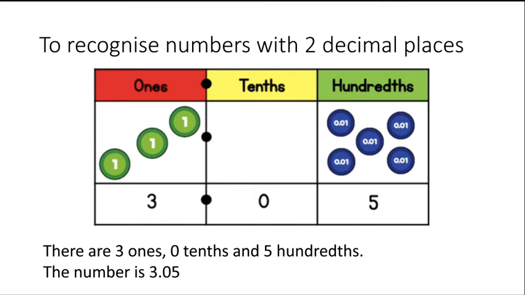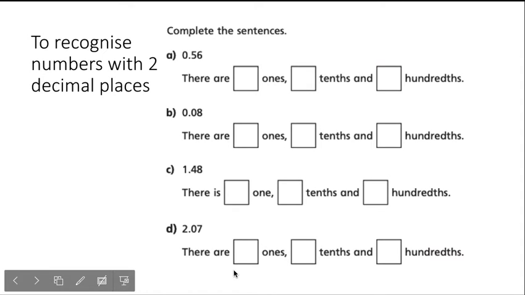3.05. We would never say 3.5 because you wouldn't know if the 5 was in the tenths column or the hundredths column, or indeed the thousandths column. So we always make sure we put the 0 to show that there are none in that tenths column there. Here's your turn. I've written some numbers, 0.56. Please could you have a go at writing out the sentence stems, take a picture and upload to Class Dojo. There are another couple of problems after this, so pause and restart when you've completed.